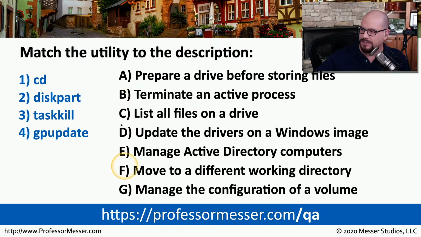The 7 different descriptions, and again, this is a 1-to-1, so you're only going to choose 4 of these. Description A is prepare a drive before storing files. Description B is terminate an active process. Description C is list all files on a drive. Description D is update the drivers on a Windows image. Description E is manage Active Directory computers. Description F is move to a different working directory. And G is manage the configuration of a volume. Those are the 7 different descriptions.